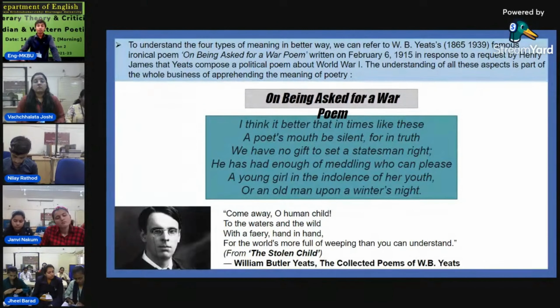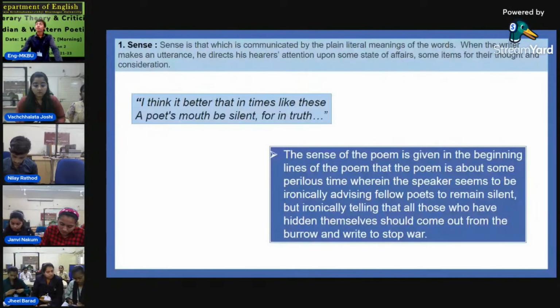So it is the poem. It is a very short poem, like the Wordsworth one we had. Now, sense. Sense is that which is communicated by the plain literal meaning, so there is no need to go very deep. It is the very first, superficial layer of the poetry, the plain literal meaning of the words. When the writer makes an utterance, he directs his hearer's attention upon some state of affairs, some items for further thought and consideration.